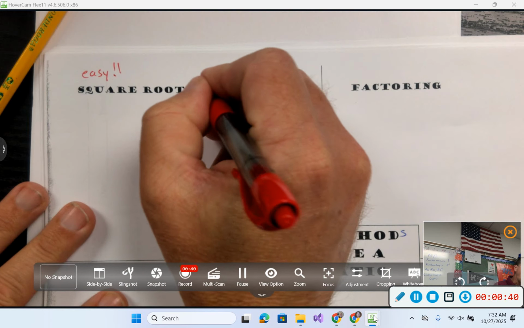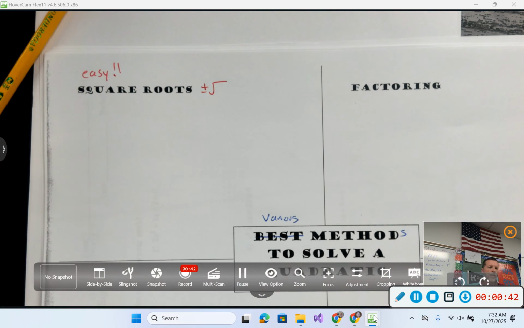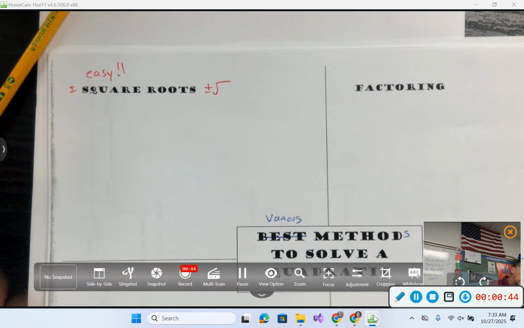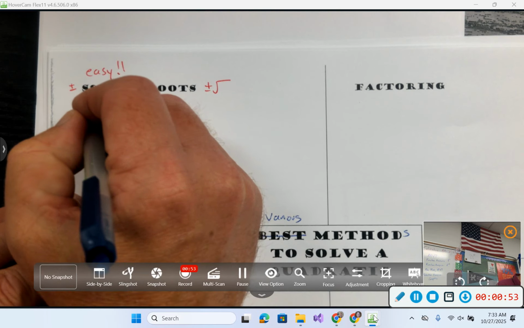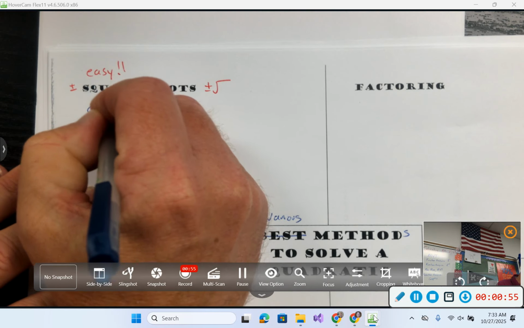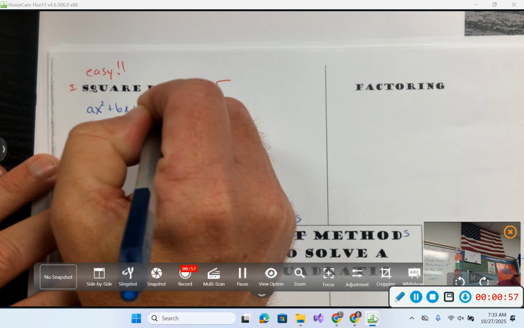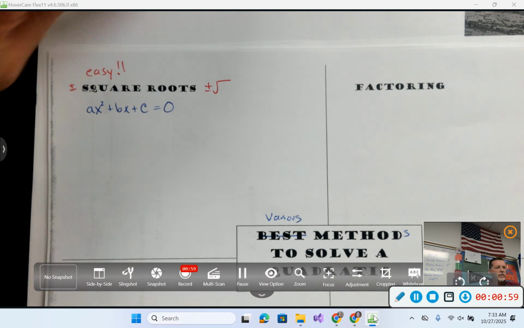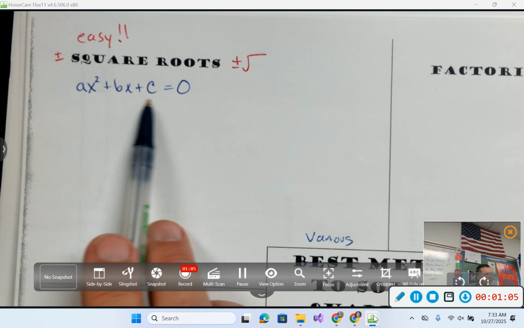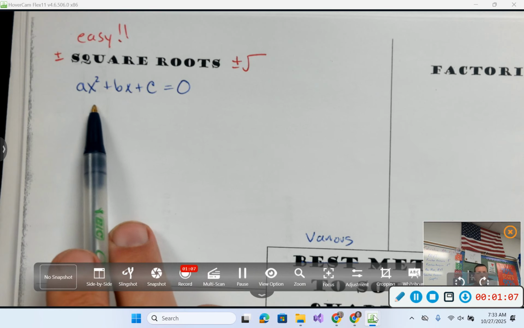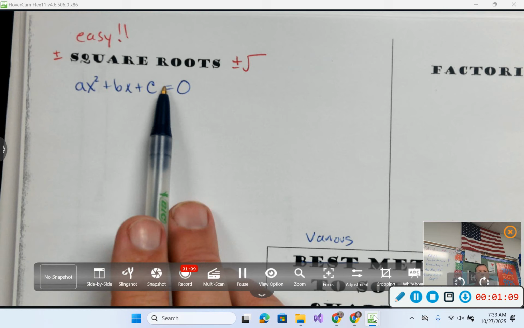That's where we end up having plus or minus square root of something. Sometimes jokingly referred to as the plus or minus square root method. The trick is it doesn't always work, or you need something specific to happen in order to use the square root method. So let's start with ax squared plus bx plus c. Do you know what this equation has to look like? Or more specifically, what can't be there if you want to use the square root method?